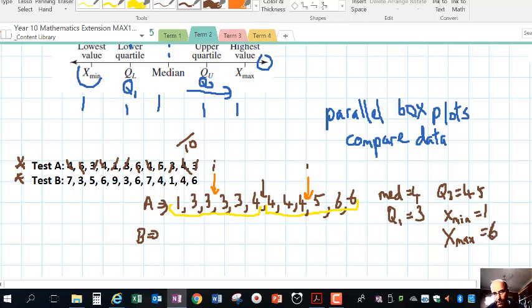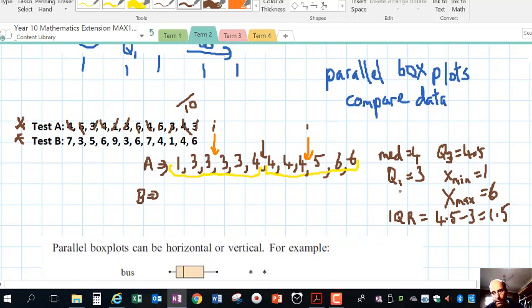And the IQR is basically Q3, which is 4.5, minus Q1, which is 3, which is 1.5. So what we can do now is look at those numbers. Which ones form the 5-number summary? 1, 2, 3, 4, and 5. That IQR will be interesting in just a moment.